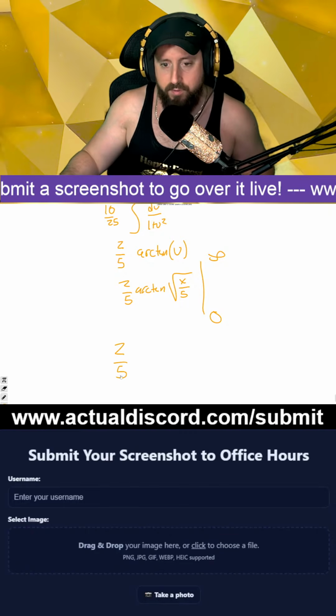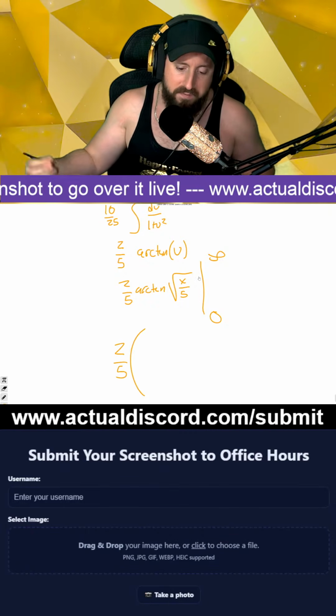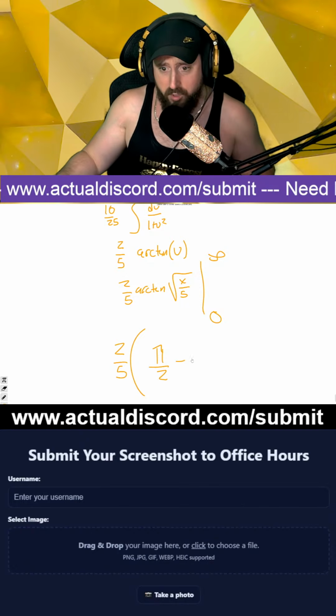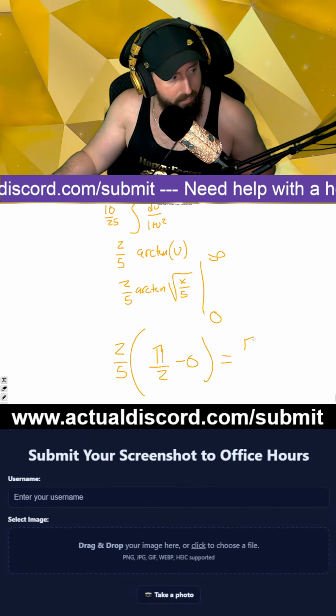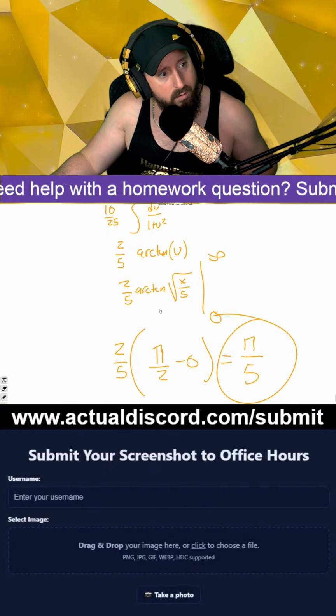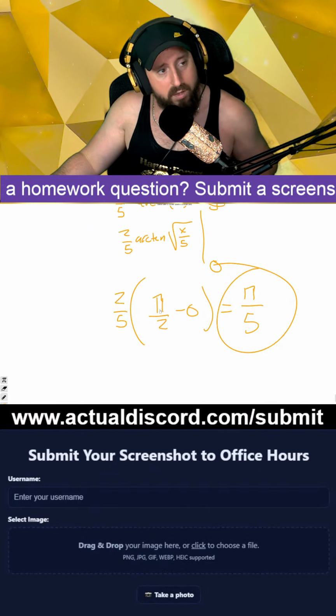Okay, so this is 2/5. Arctangent of infinity is pi over 2. Arctangent of 0 is just 0. Oh, so the answer is just pi over 5? I think that's it. Oh yeah, sometimes it does.